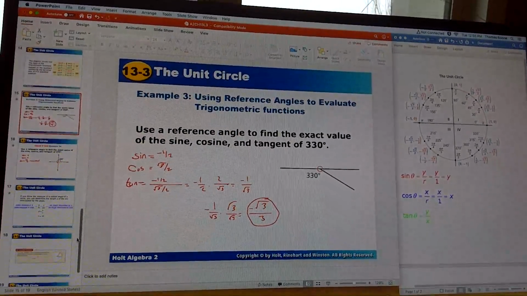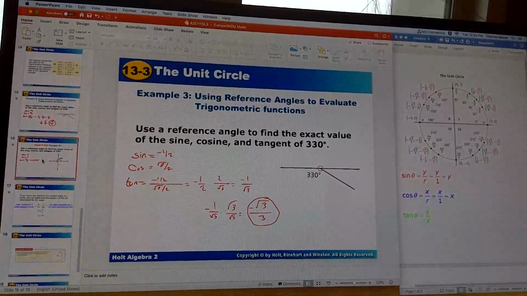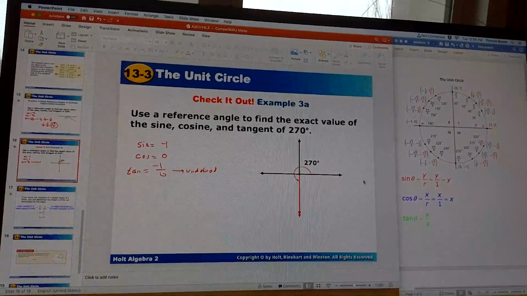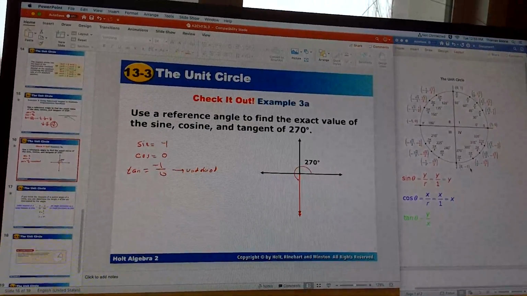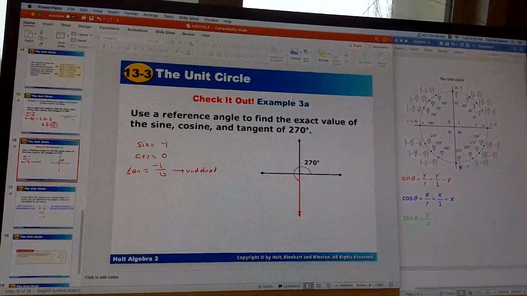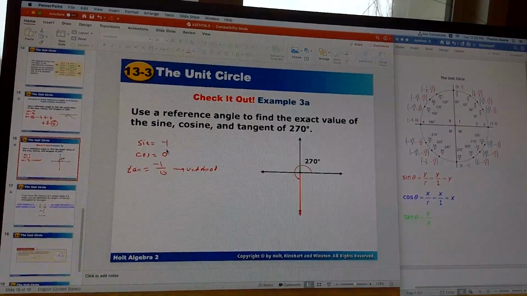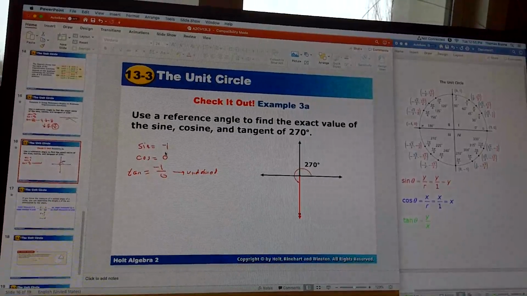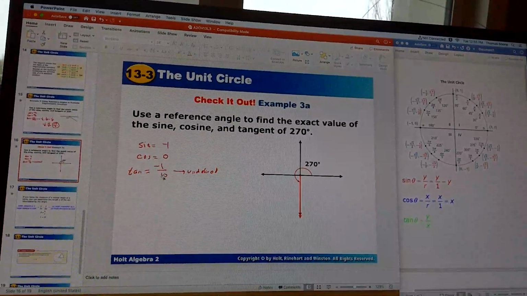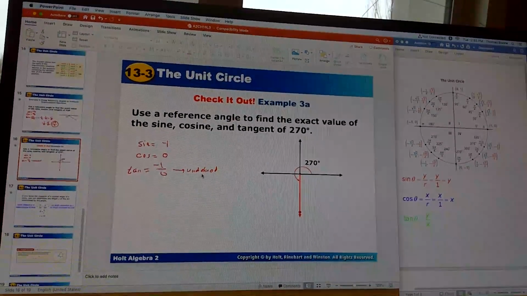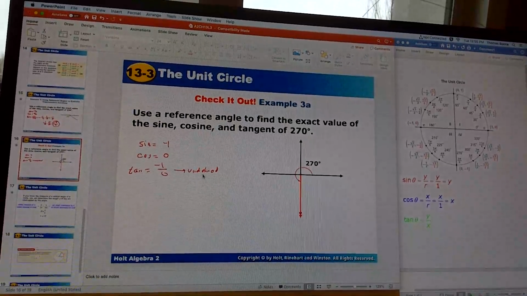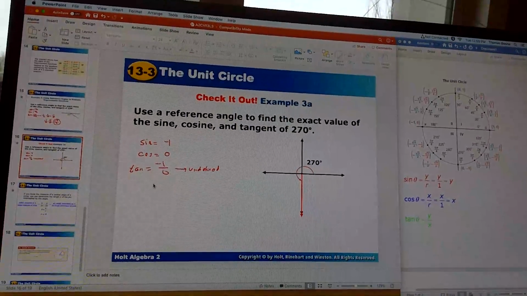All right. Now, what would happen here if we had 270? Okay, well, there we go. There's 270. The sine, that's easy. That's negative 1. The cosine is 0. Well, look what happens here when I take sine divided by cosine, or y divided by x. Negative 1 divided by 0, that's undefined. You can't do that. So there isn't actually a tangent. And if you try to put that in the calculator, it would say error.